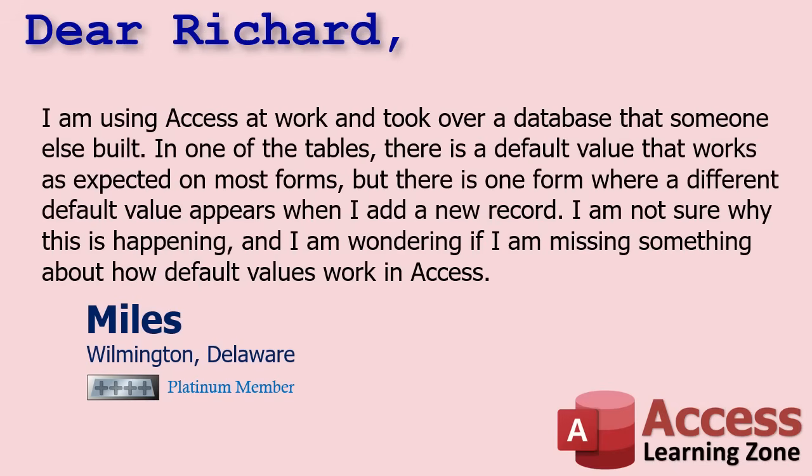Today's question comes from Miles in Wilmington, Delaware, one of my Platinum members. Miles says, I'm using Access at work and took over a database that someone else built. Isn't that fun? In one of the tables, there's a default value that works as expected on most forms, but there's one form where a different default value appears when I add a new record. I'm not sure why this is happening, and I'm wondering if I'm missing something about how default values work in Access. Yep, you probably are, Miles, and that's okay.